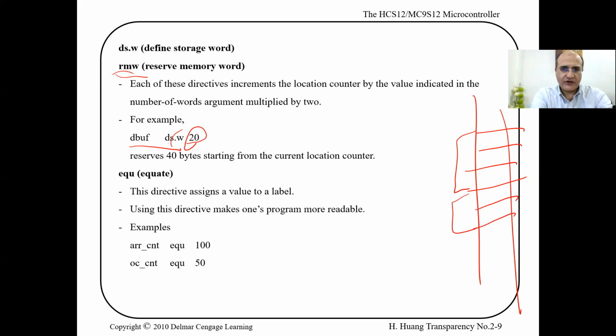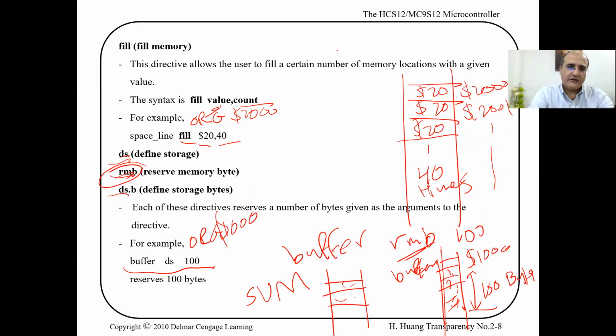And a word in C is an integer, right? Unsigned integer, and 16-bit. The byte is an unsigned, and if you want to do the same in C, character.